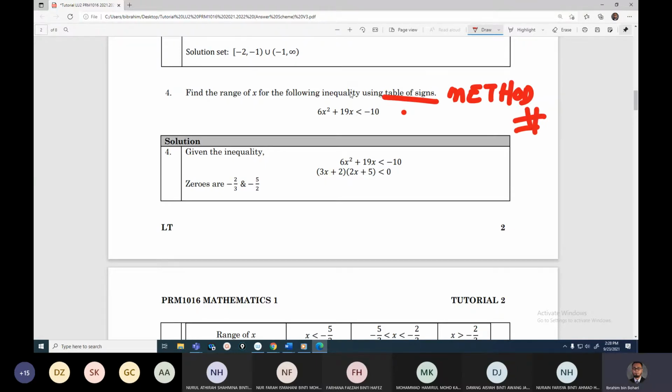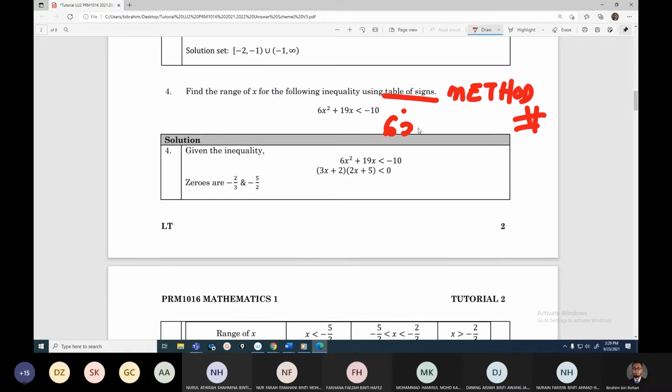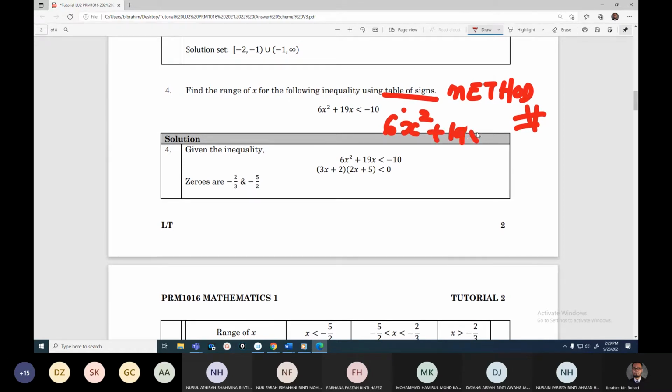Question number 4, find the range of x using a table of sign. Quadratic inequality: 6x squared plus 19x less than negative 10. First step, you write down the quadratic inequality with the left hand side equal to 0: 6x squared plus 19x plus 10 less than 0. Step 2, factorize: (3x plus 2)(2x plus 5) less than 0 and find the zeros, negative 2 over 3 and negative 5 over 2.